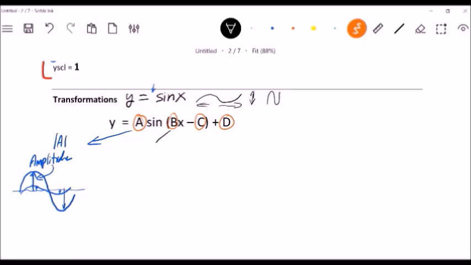We use the letter B to determine the period, which is one cycle.